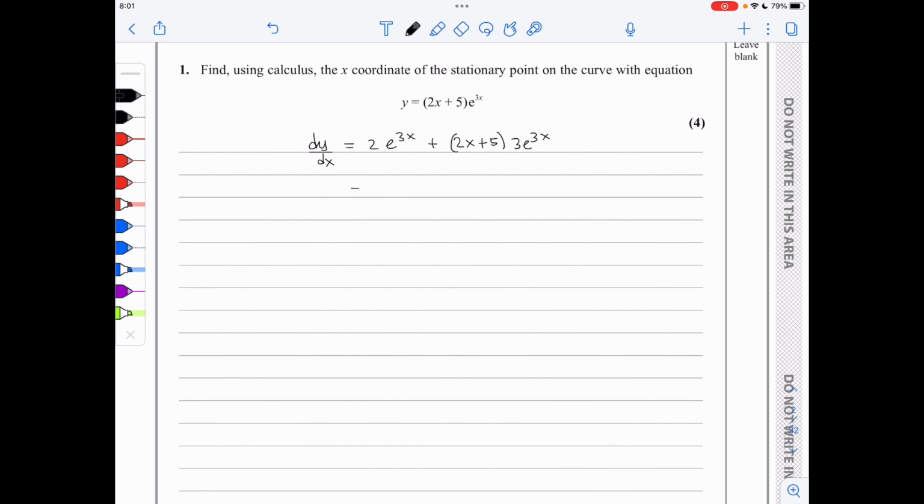Now we can factor out the e to the 3x, and I'm left with 2 plus 6x plus 15, which further simplifies into e to the 3x times (6x plus 17). Now we know that for a stationary point, dy/dx is 0, and therefore 6x plus 17 must be 0. Now e to the 3x can never be 0, and therefore we neglect that part, and this leads to x being minus 17 over 6.